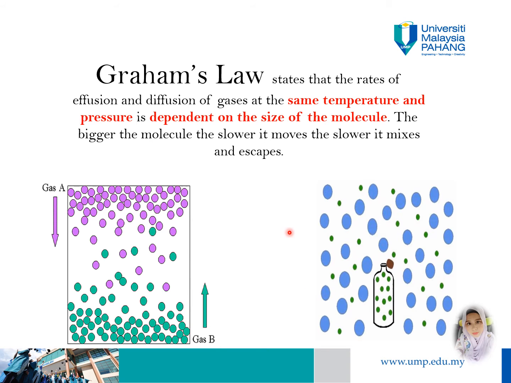Graham's law states that the rate of effusion and diffusion of a gas at the same temperature and pressure is dependent on the size of the molecules. This means that a gas that has a lower molar mass effuses and diffuses at a faster rate than a gas that has a higher molar mass. Under the same conditions of temperature and pressure, the molar mass is proportional to the mass density. Therefore, the rates of diffusion of different gases are inversely proportional to the square roots of their mass densities.